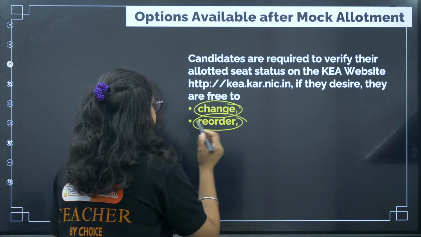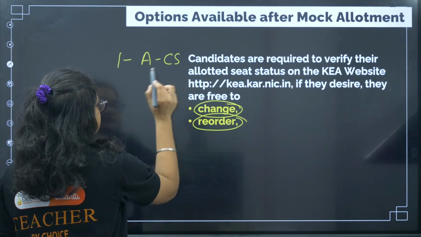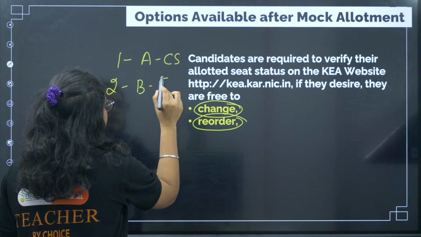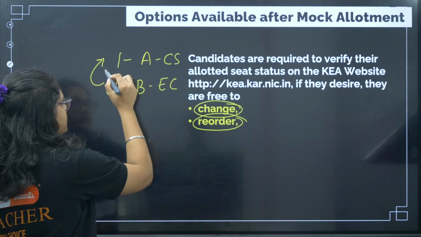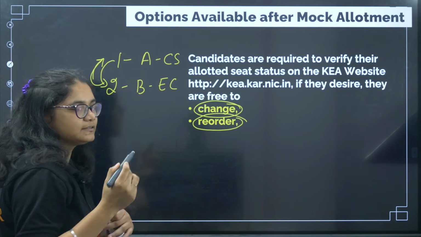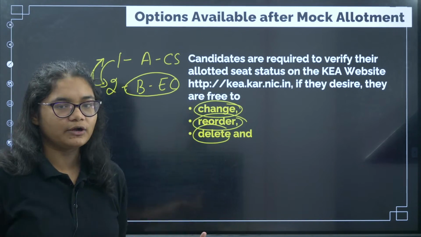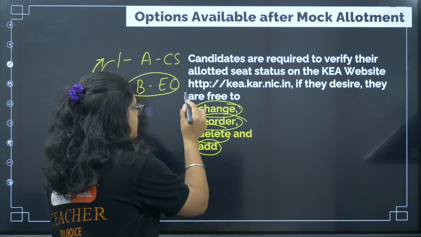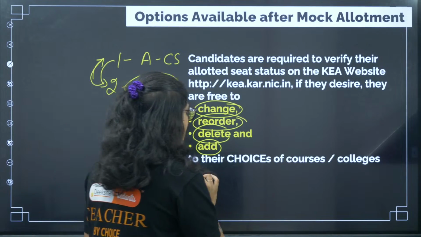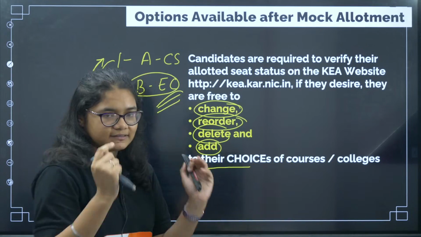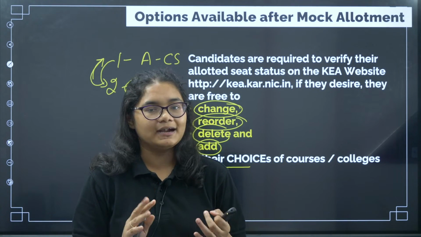You can reorder. For example, you have put option number 1 as college A with course CS, and option 2 as college B with course EC. Now if you want EC in front, you can reorder this, taking this one to the top and this one to the bottom. You can delete: suppose you are not interested in EC anymore, you can remove that option. And if you want to add more colleges to this option entry, you can still add them. So to your preference list you can make these 3 changes: reorder, delete, or add certain options.